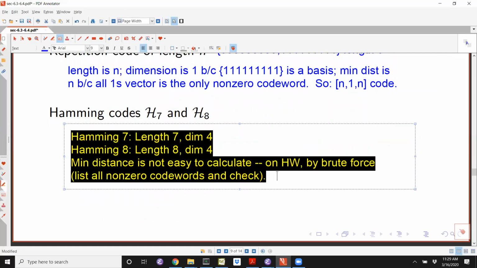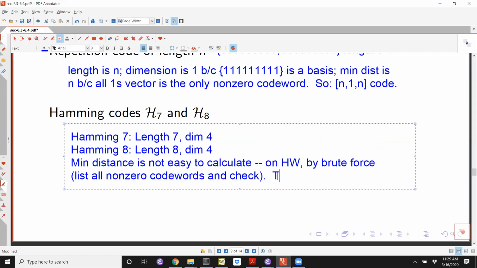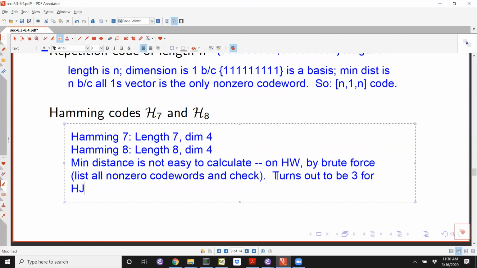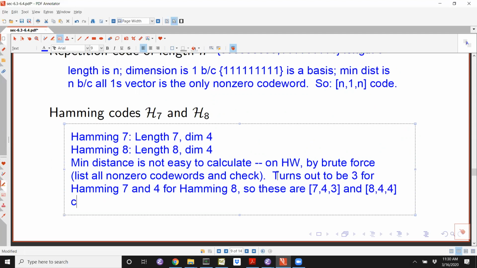But it turns out to be 3 for Hamming 7, and 4 for Hamming 8. So these are (7, 4, 3) and (8, 4, 4) codes. So those are the stats.